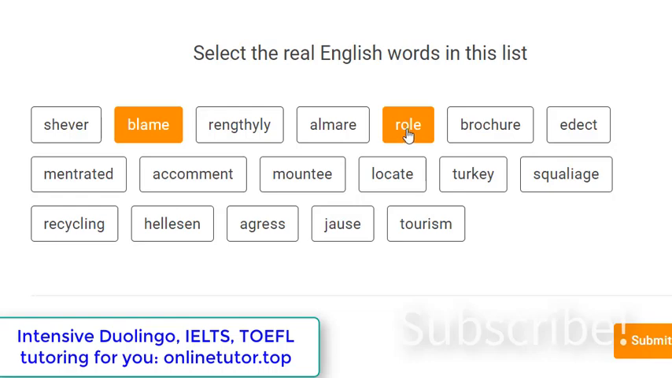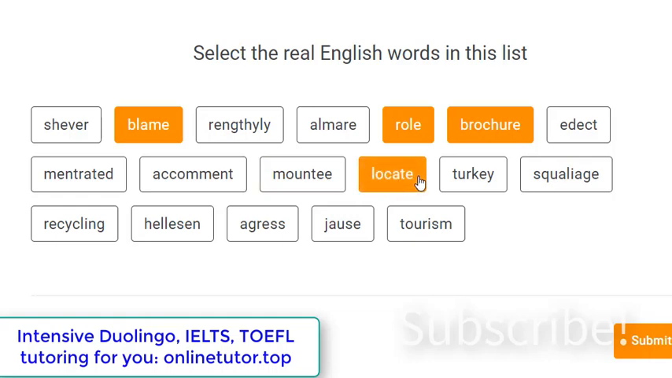Okay, so sometimes it's not easy for me to explain to you in English because firstly I'm a non-native speaker myself, and think about how would you describe the noun role in English, using English words, of course. Role. Brochure. Yes, let's say a small book or some booklet, some brochure. But mind you please, brochure, you see? Brochure, yeah. Edict, no. Mentrated, no. A comment, no. Mounty, no.